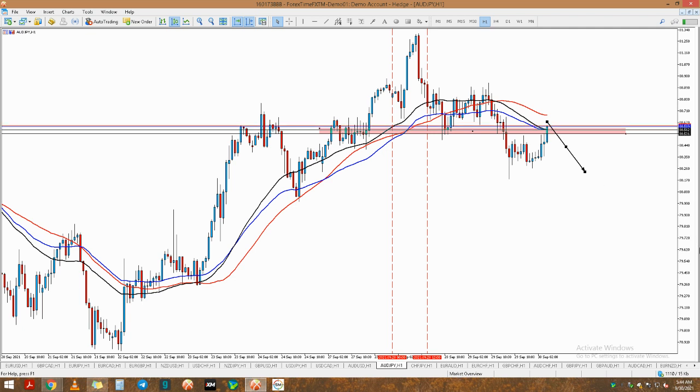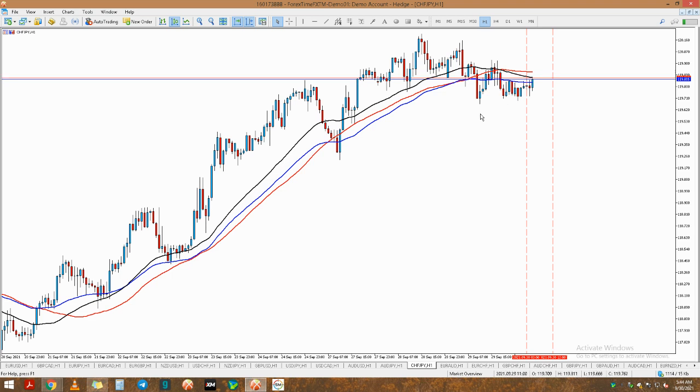Now, there are so many aspects here. We have to do higher time frame analysis. That is what I'm doing. Then we'll have to drop to smaller time frame analysis and look for our entry. So this is just like 5% of the general trading strategy.